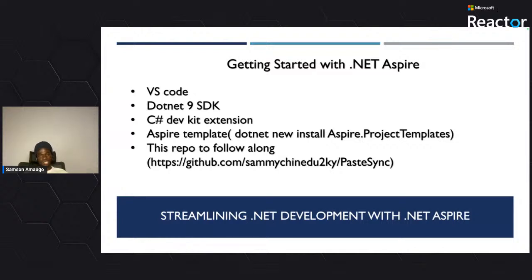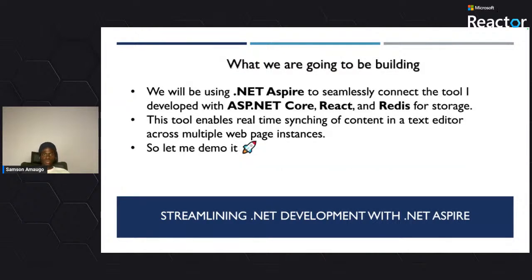You can clone this project or just open it on GitHub, which is samchinedisu.ky/paste sync. So what are we going to be building? We will be using .NET Aspire to seamlessly connect the tool I developed with .NET Core, React, and Redis for storage. This tool enables real-time syncing of content in a text editor across multiple web instances. So let me demo the application.